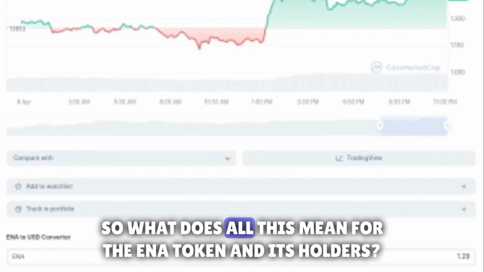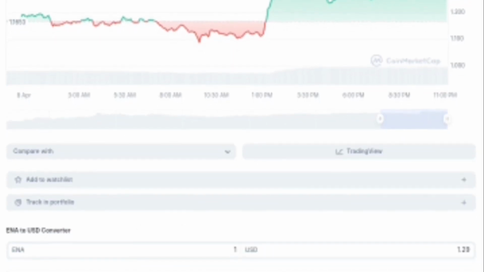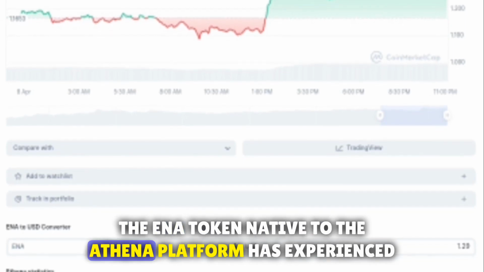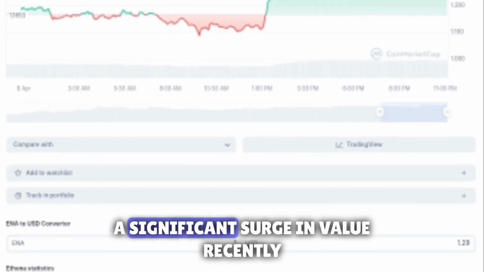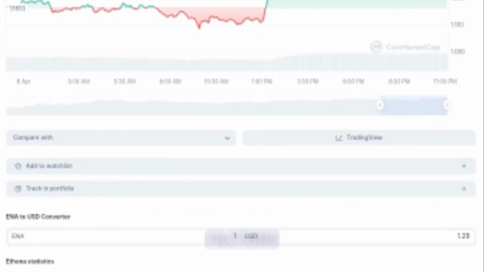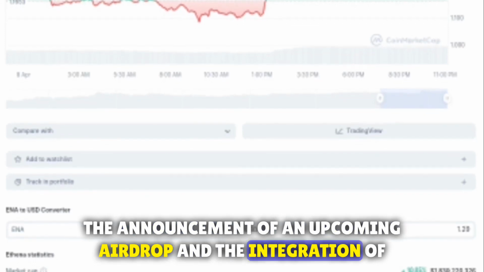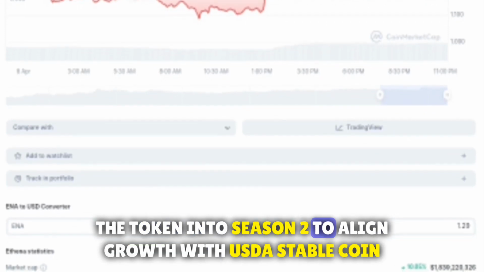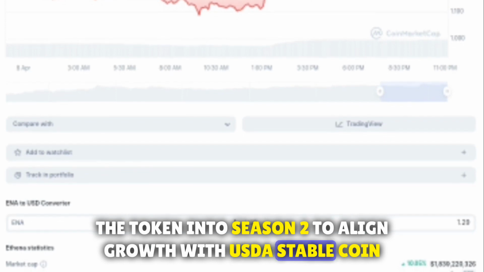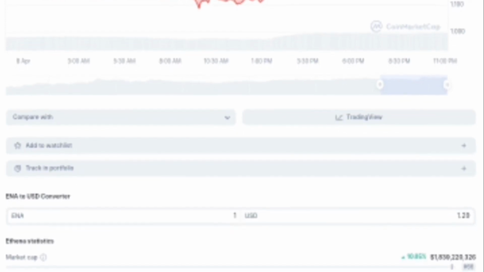So, what does all this mean for the ENA token and its holders? Well, let's summarize. The ENA token, native to the Athena platform, has experienced a significant surge in value recently. This uptick in price is attributed to a number of factors. Firstly, the announcement of an upcoming airdrop and the integration of the token into Season 2 to align growth with USD, a stablecoin. This has sparked increased interest and investment in ENA.